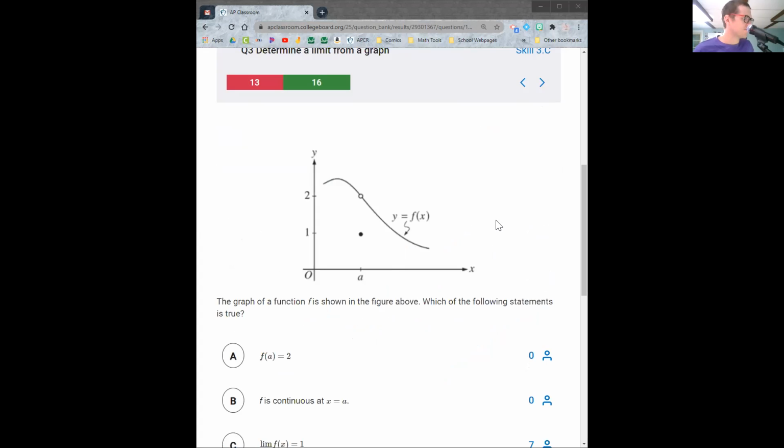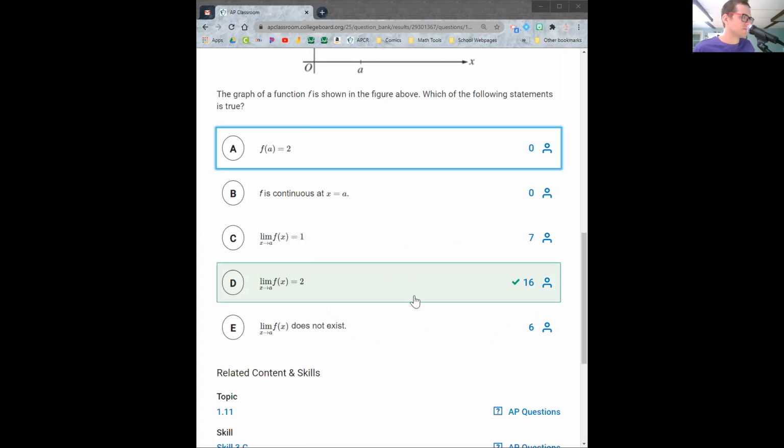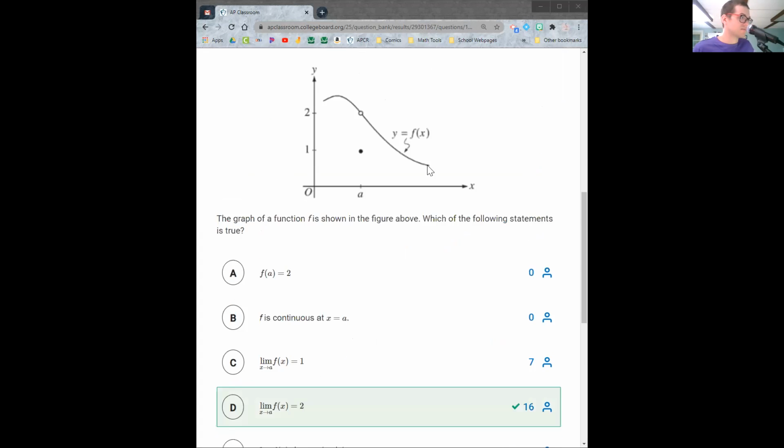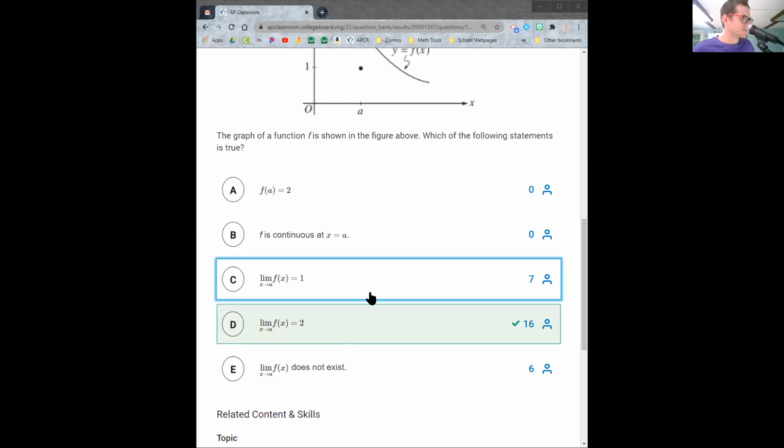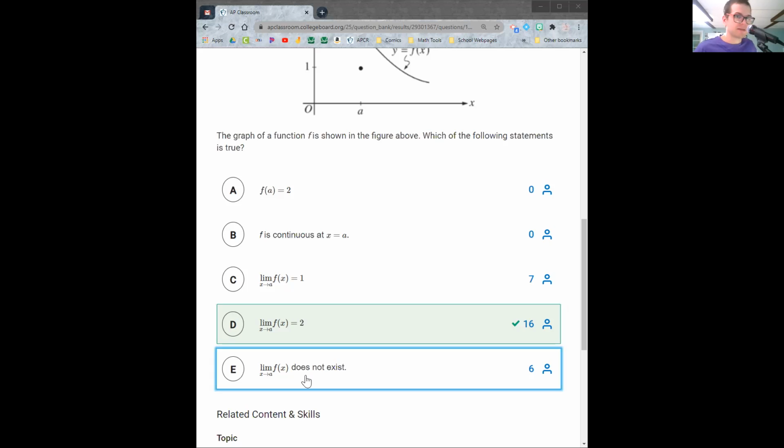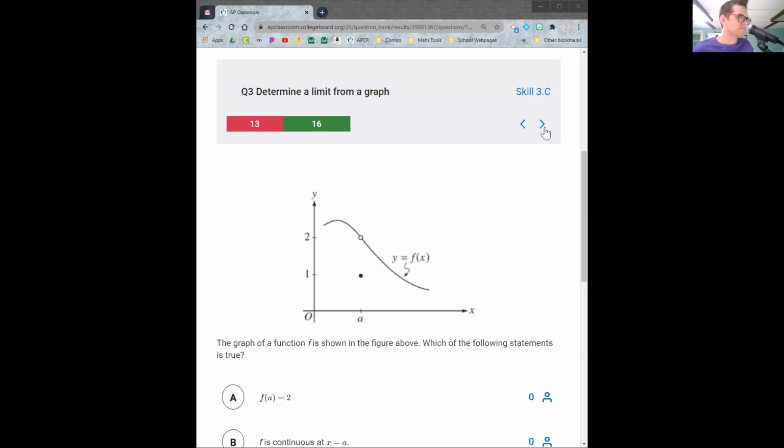Okay, let's look at this one. Which of the following statements is true? Boom. The limit is 2 because it's all trending towards 2 there. Looking at incorrect answers, this is the value of the function, not the limit. The rest of the function doesn't say that that's what the value should be. That's what the value is. And the limit definitely exists. The left and the right go towards a particular number. So that's why it's that.